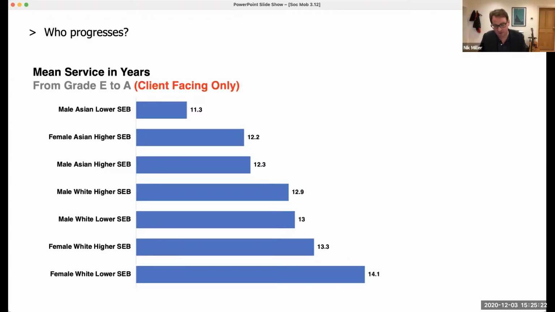You might notice there are some things missing from this graph here, not least those of Black heritage. The numbers, I have to say, were so small in that respect, we couldn't include them here, both an analytical challenge and indicative of the size of the problem.